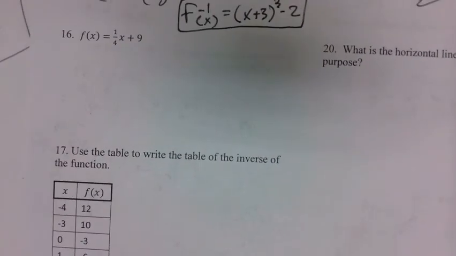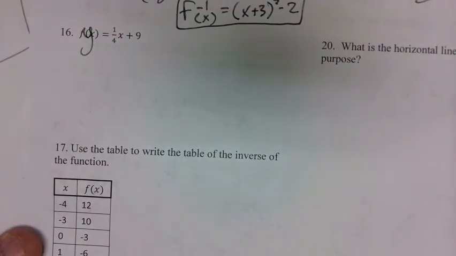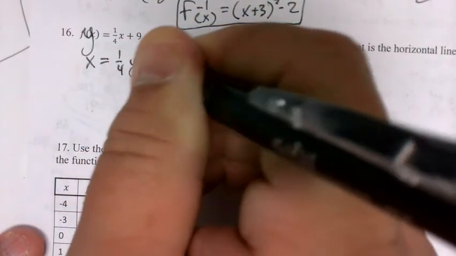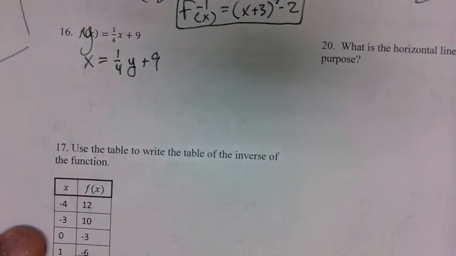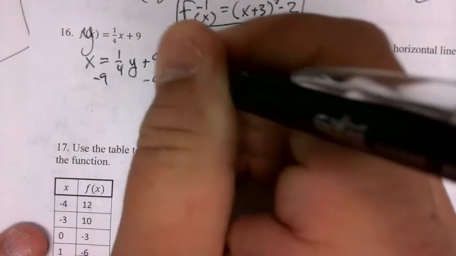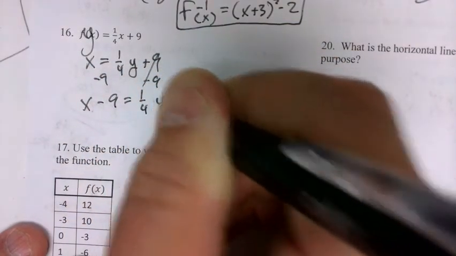Okay, this other one. Find the inverse of this. So I'm going to pretend that's a y. And then I'll switch the x and the y. So x equals 1/4 y plus 9. Okay, I'm going to solve for the y. Minus 9 on each side. And I get x minus 9 equals 1/4 y.